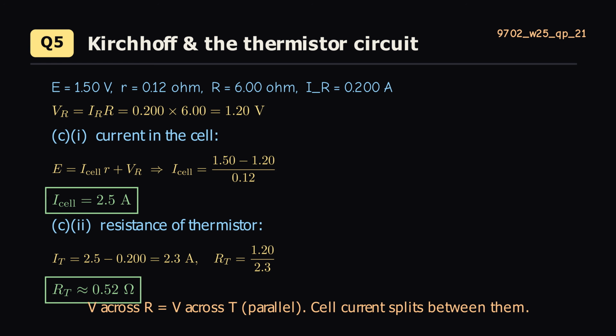The thermistor current is 2.5 minus 0.2, 2.3 amps. RT equals 1.2 divided by 2.3, about 0.52 ohms. The voltage across R equals the voltage across T because they are in parallel.